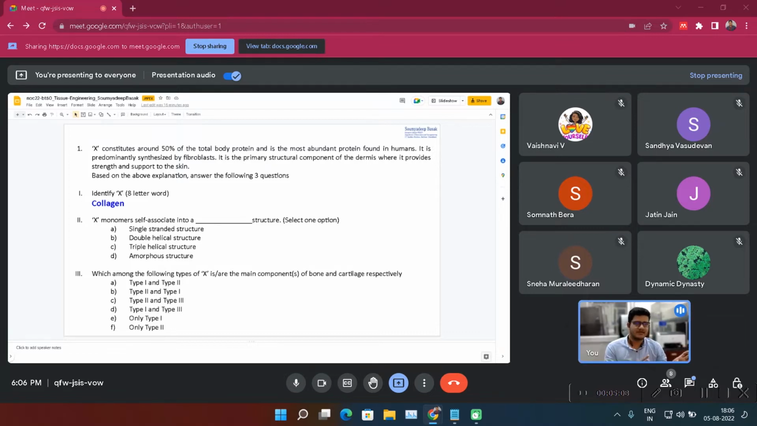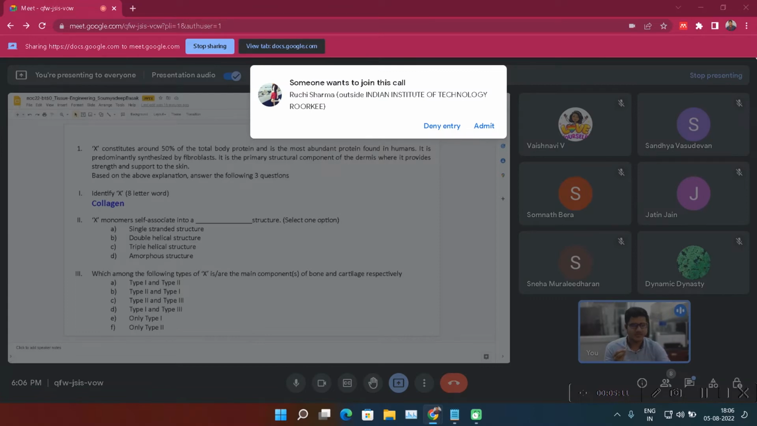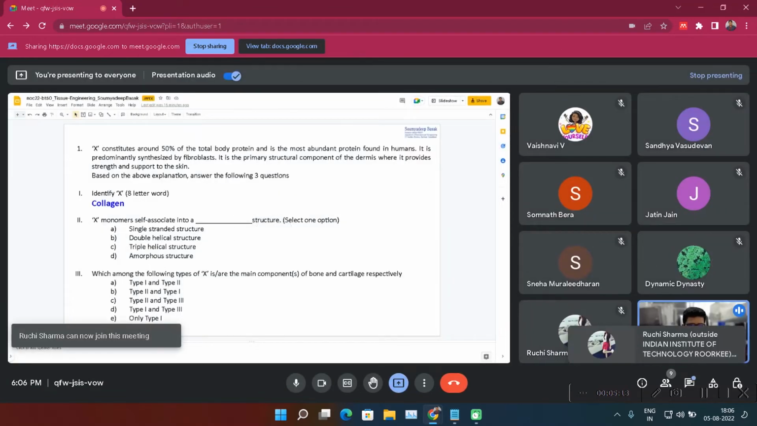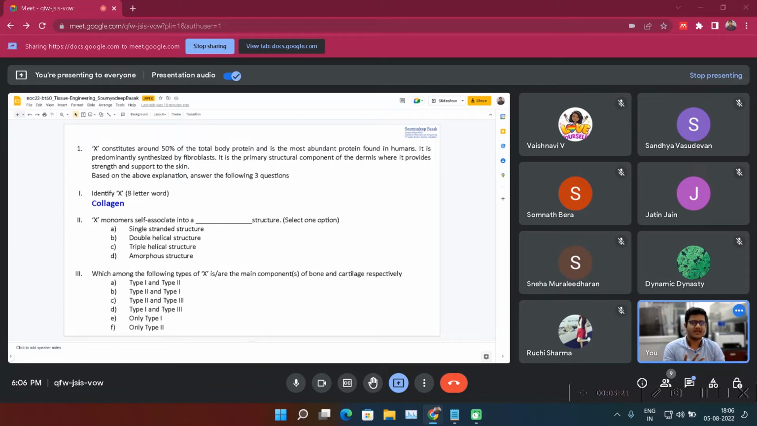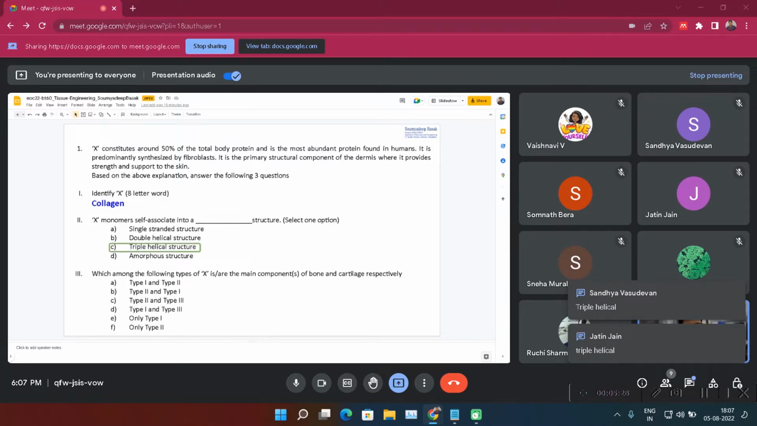So, the next part of the question goes: X monomers self-associate into what kind of structure? The options given are single stranded structure, double stranded structure, triple helical structure, and D is amorphous structure. So, it is what kind of structure? Triple helical, right? So, it's a triple helical structure that is found.